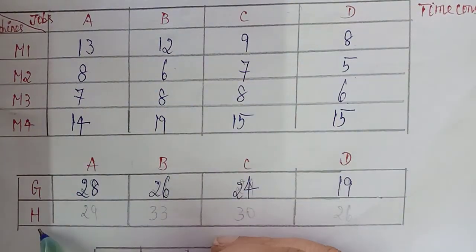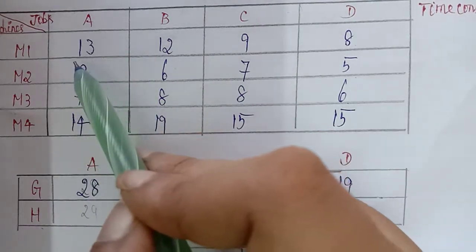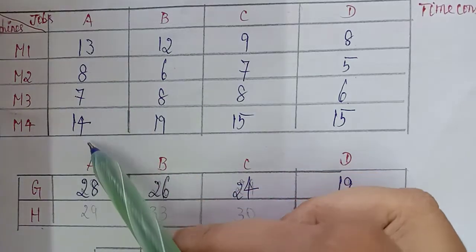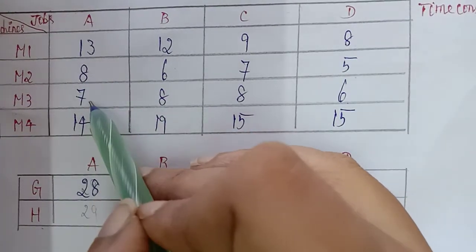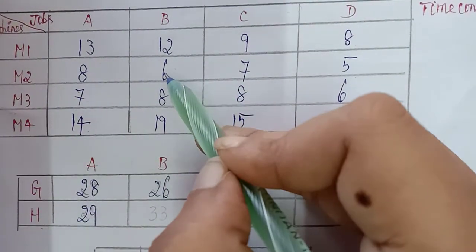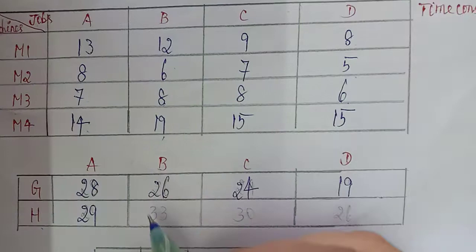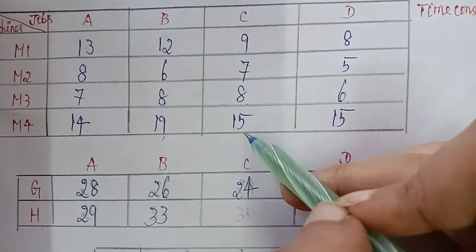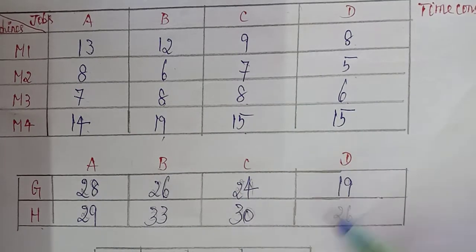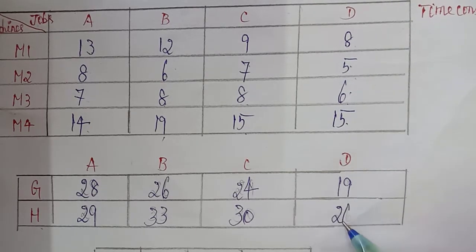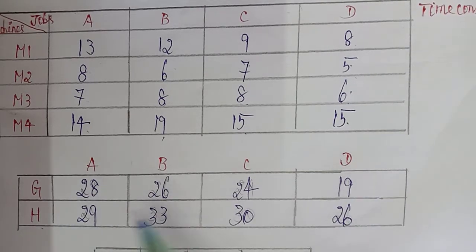Similarly for calculating H, you leave the first machine M1. For the remaining three machines M2, M3, M4, you add the processing time. So 8 plus 7 plus 14, 29. 6 plus 8 plus 19, 33. 7 plus 8 plus 15, 30. 5 plus 6 plus 15, 26. Now we have reduced the four machines problem into two machines problem.